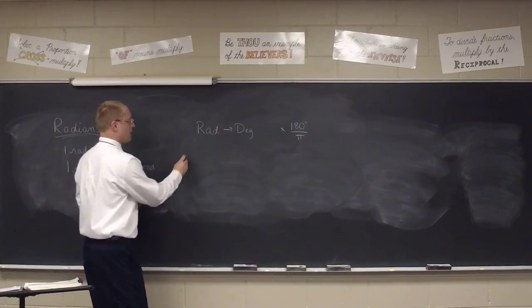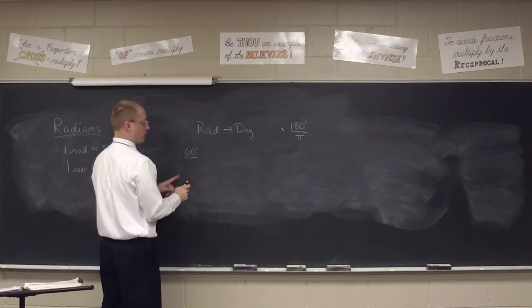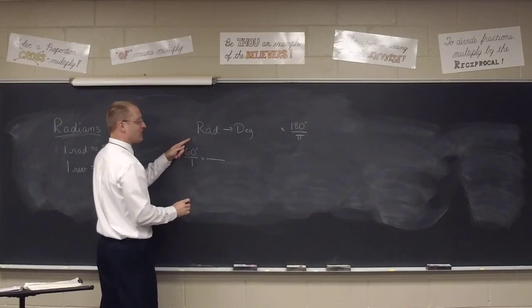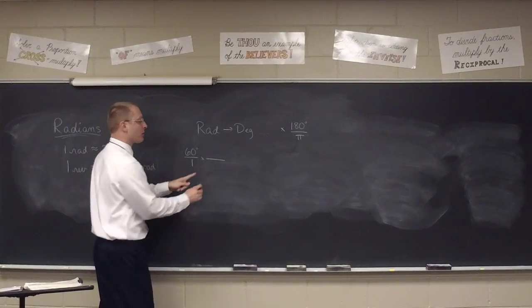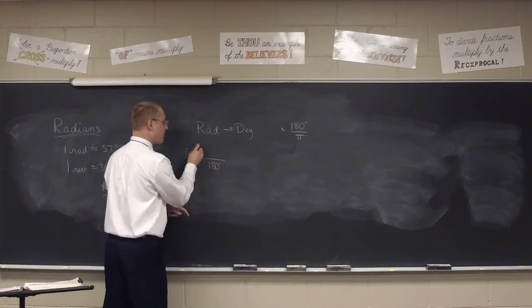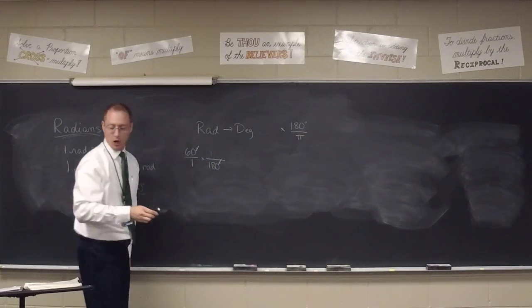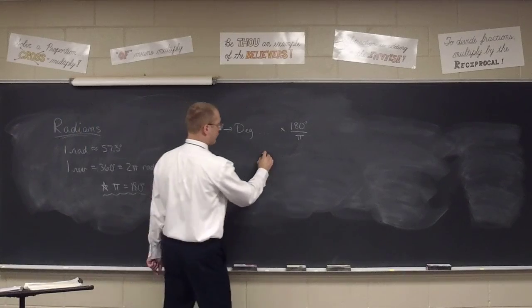Think about it this way. Go back to that initial example, 60 degrees, right? If you put it over 1, I need degrees to cancel with degrees. So I've got to put 180 degrees on the bottom so degrees would cancel, and of course that means the pi has to go on top. Write this example in your notes, 5 pi over 4.